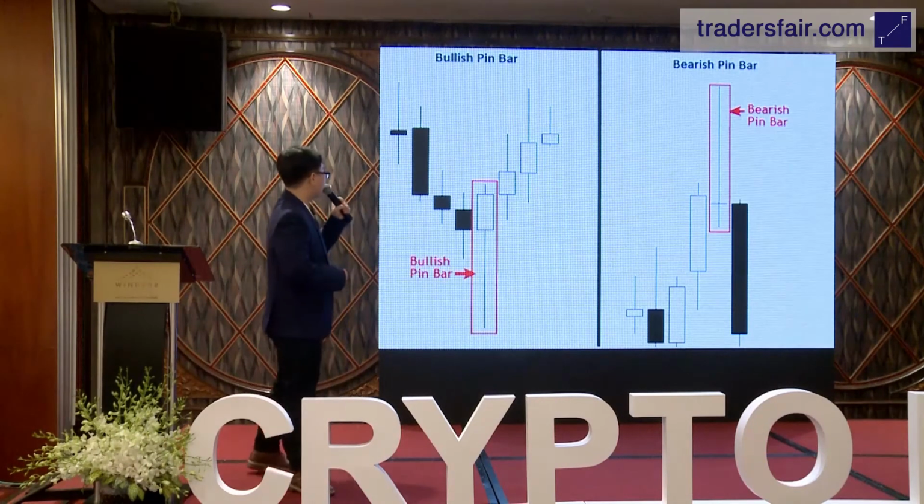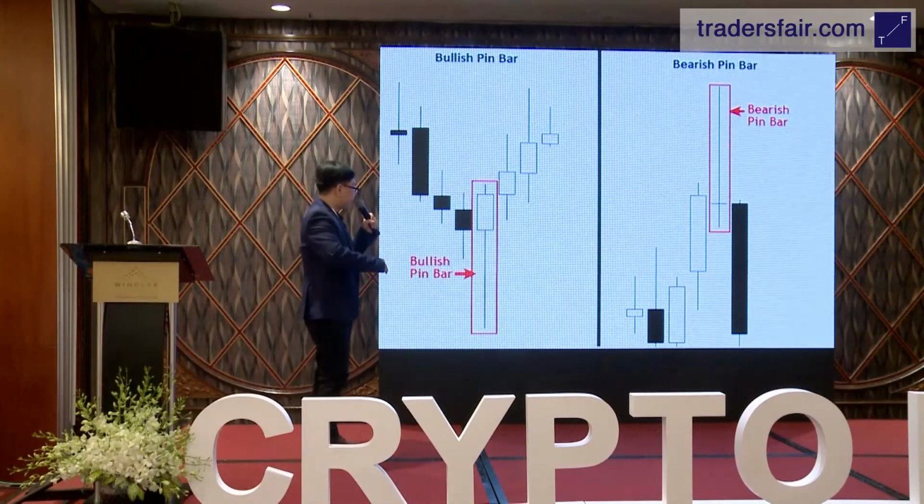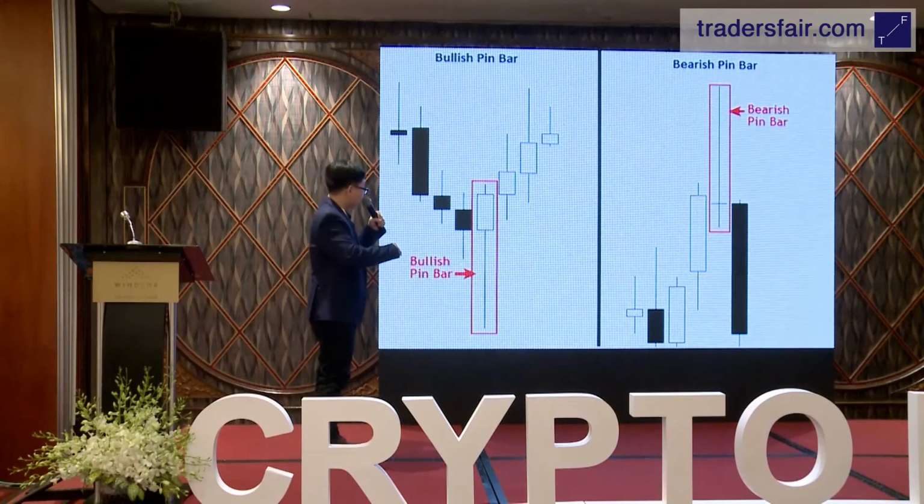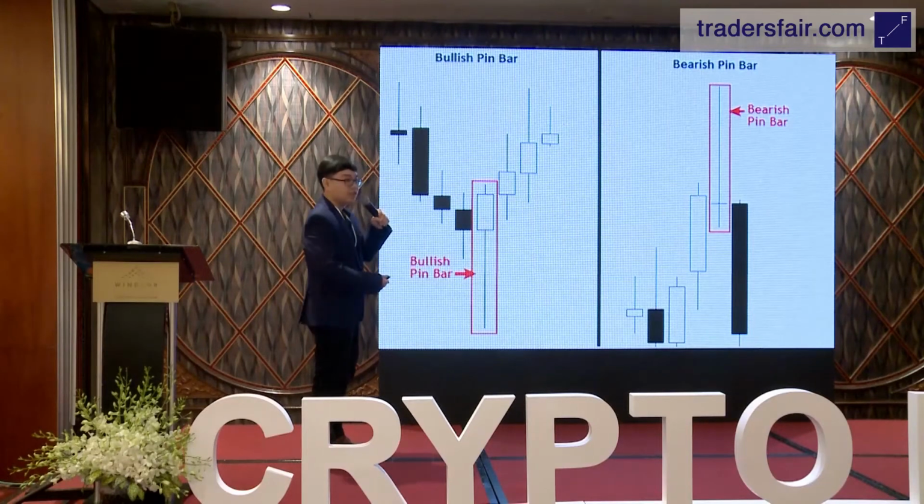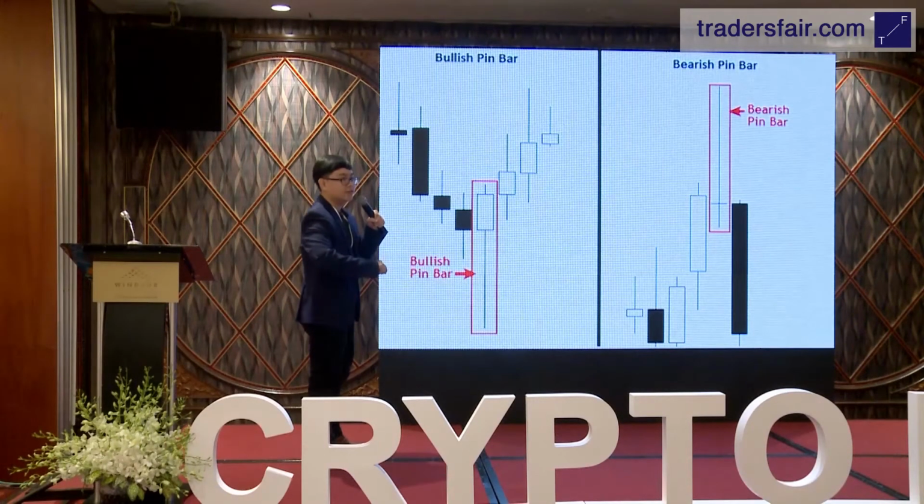So why? You imagine that on the day that the pin bar has formed, the market has fallen to this point and it made a very strong buying pressure upwards and pushed it upwards to close on the upside, so that there's a strong buying pressure down here.